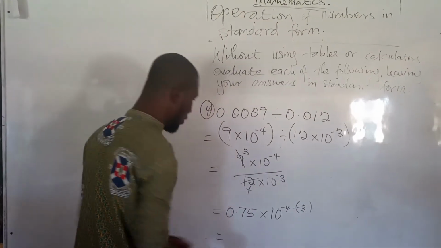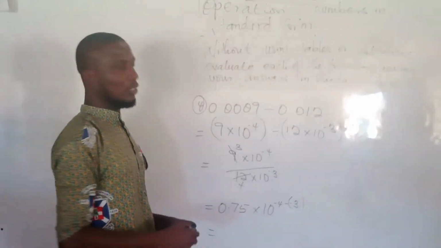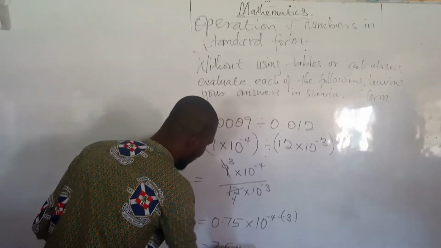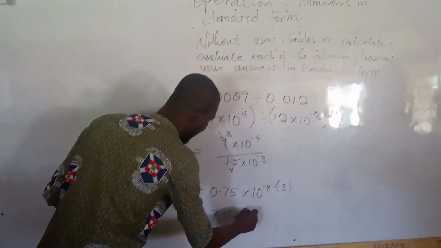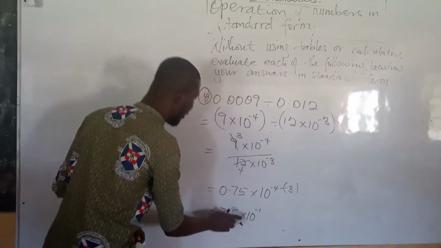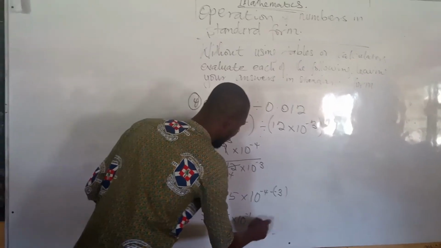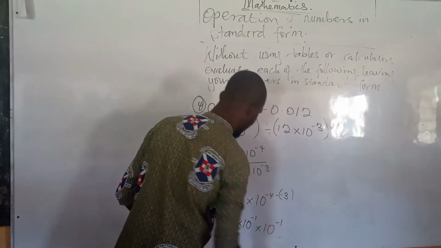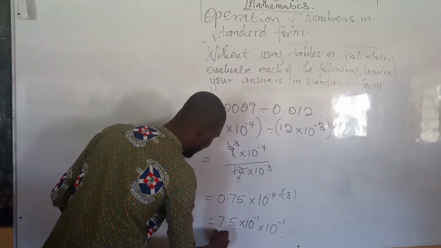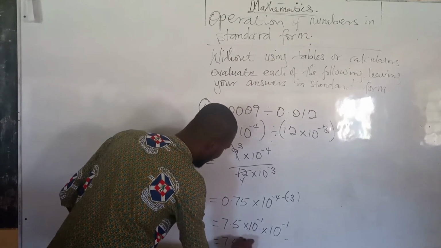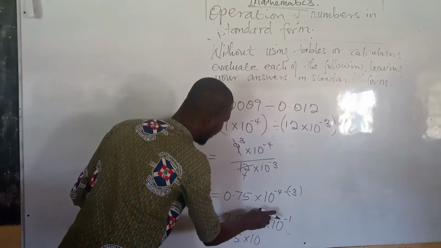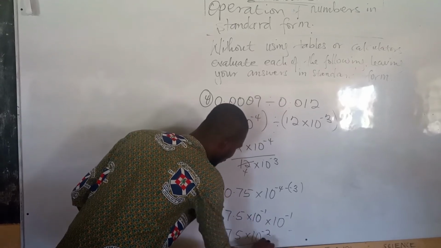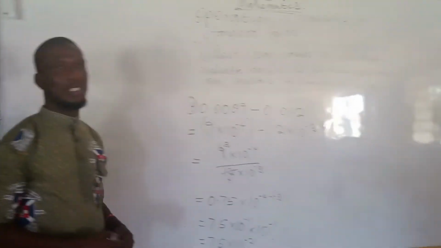So this is not in standard form, remember. So this is going to be 7.5 times 10 exponent negative 1 to put this in standard form. Then times 10 exponent negative 4 plus 3, which will give us negative 1. So this will give us 7.5 times 10 exponent negative 1 plus negative 1, which gives us negative 2, according to the laws of indices. And that is our answer.